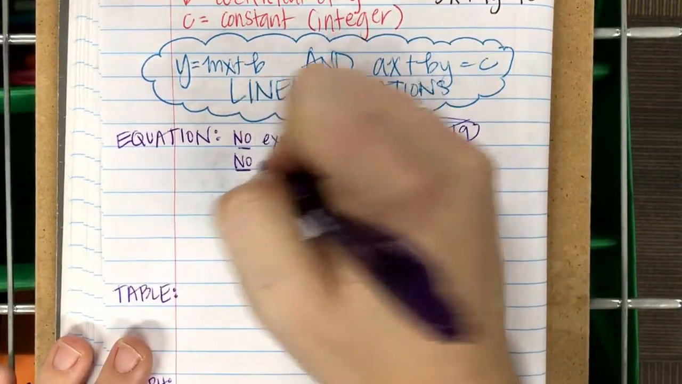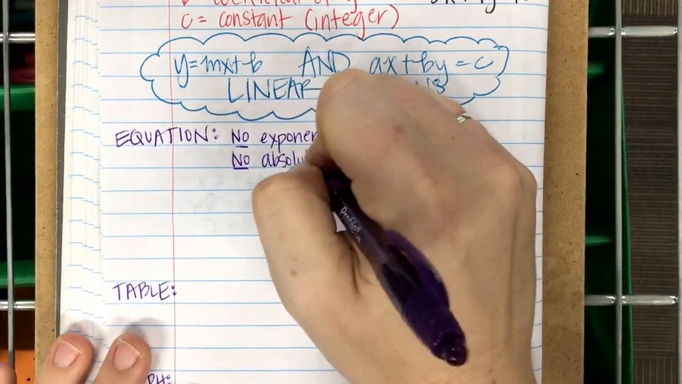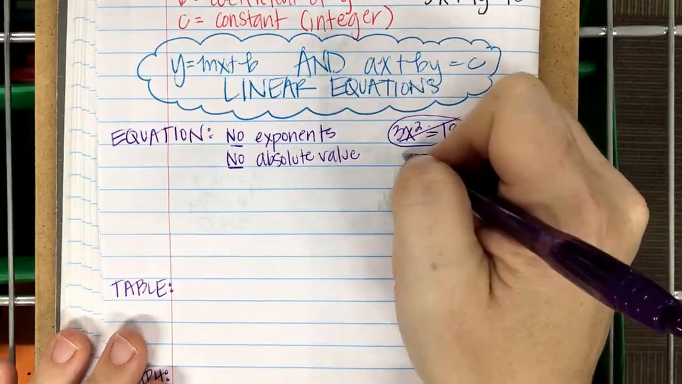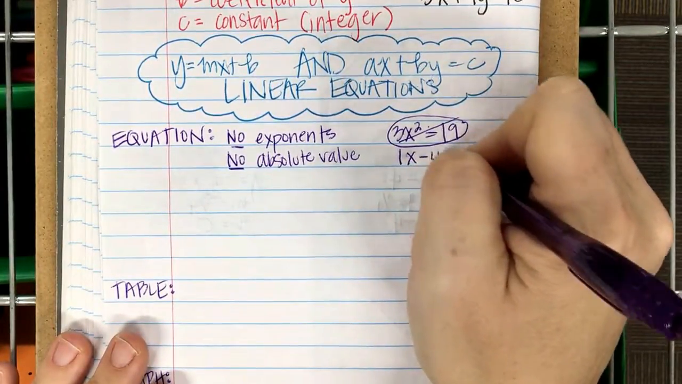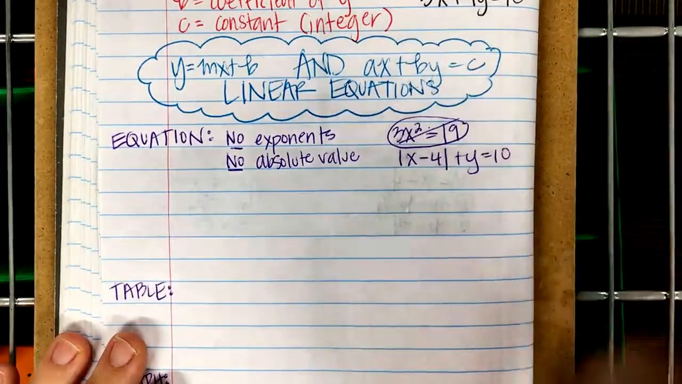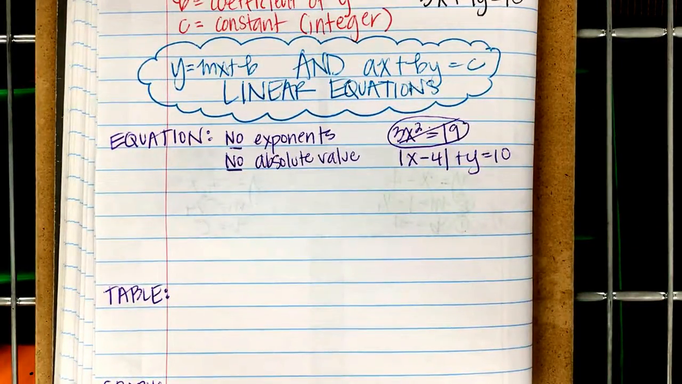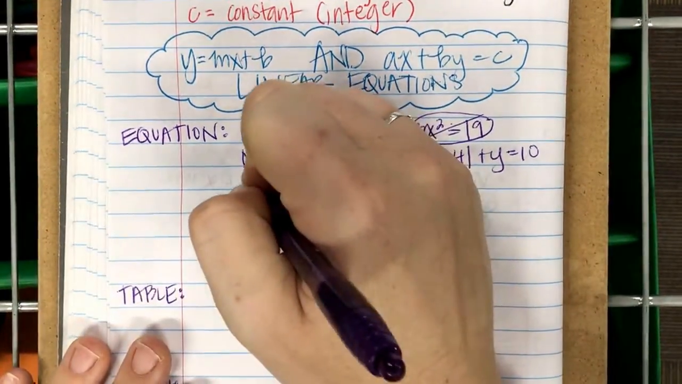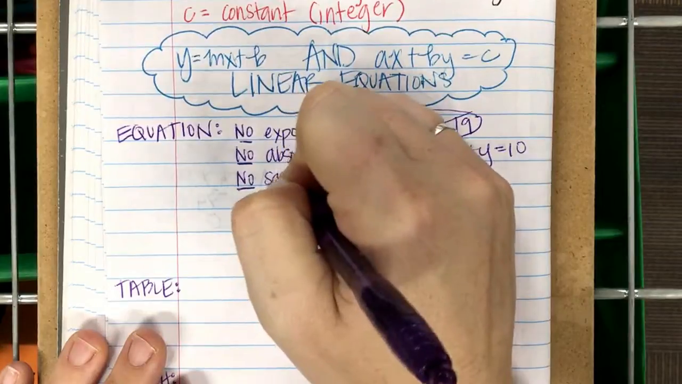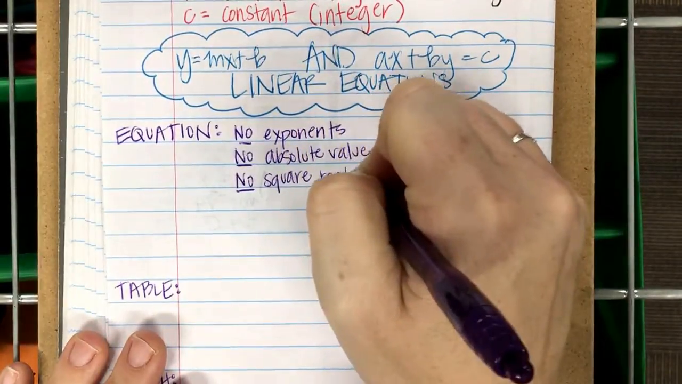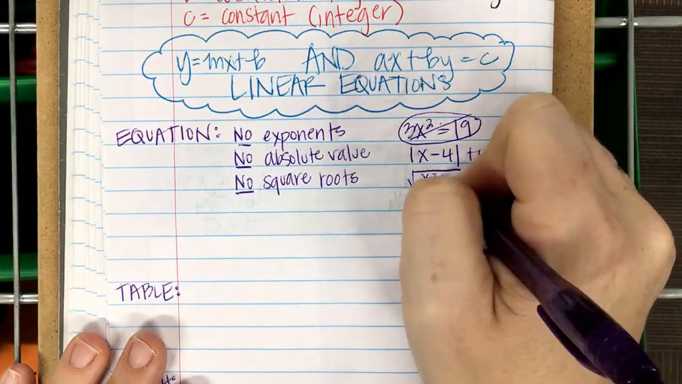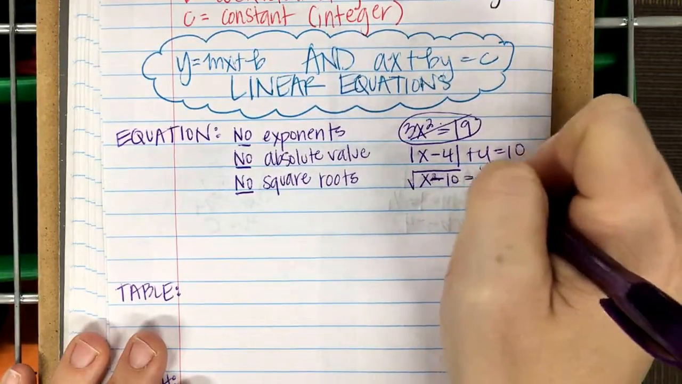There can be no absolute value. So like the absolute value of x minus 4 plus y equals 10. Nope. Not linear. There can be no square roots. The square root of x minus 10 equals y.